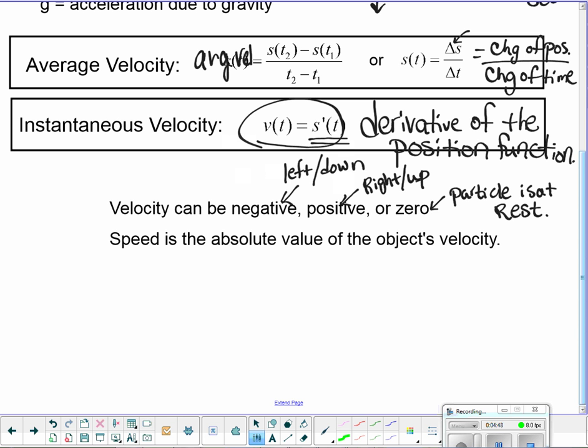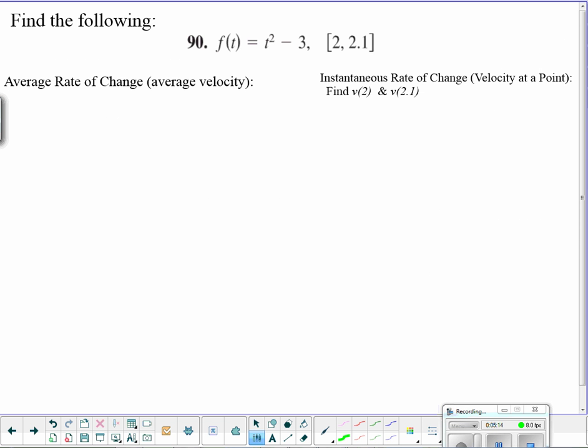Speed is the absolute value of velocity, and we could write this as S for speed. Speed is equal to the absolute value of velocity. Okay. Think of the speedometer in your car. When you read the speedometer in your car, you're getting a positive quantity, no matter if you're going forward or backwards. That's the idea of speed.